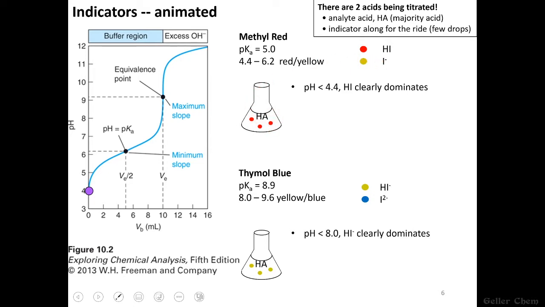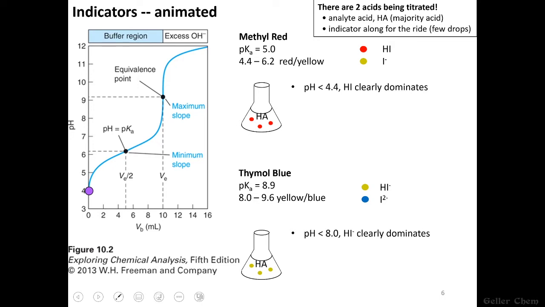But once we get beyond 4.4, we'll start seeing different shades of orange until we get so far above that 5.0, in this case 6.2, that this yellow form just completely dominates. There's almost no red acidic form left in solution, and we would see yellow. But between 4.4 to 6.2, we would see lighter and lighter oranges as the pH was getting higher.